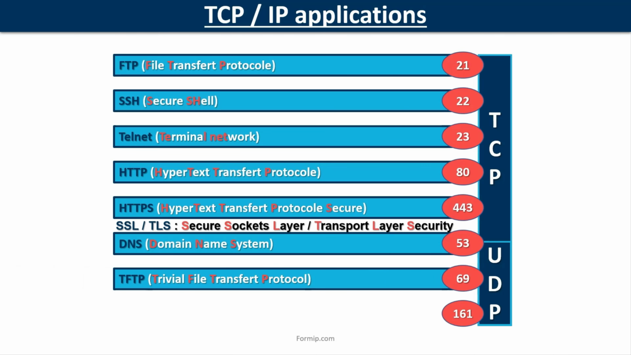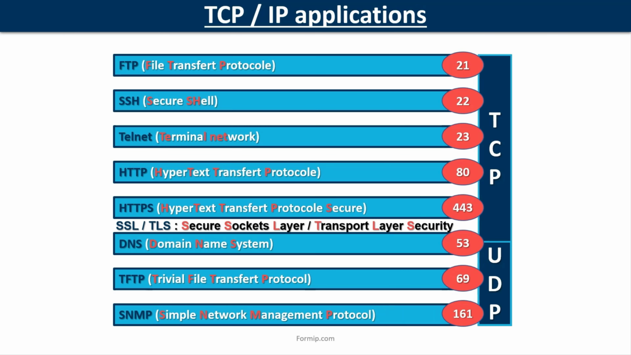TFTP, Trivial File Transfer Protocol, which is a connectionless service, is on port 69. Routers use it to transfer configuration files and IOS images. And finally, we have SNMP on port 161. It's a protocol that works on the application layer. It allows network admins to manage network performance and solve problems. The core of Nagios, which is used for network supervision, is based on the SNMP protocol.